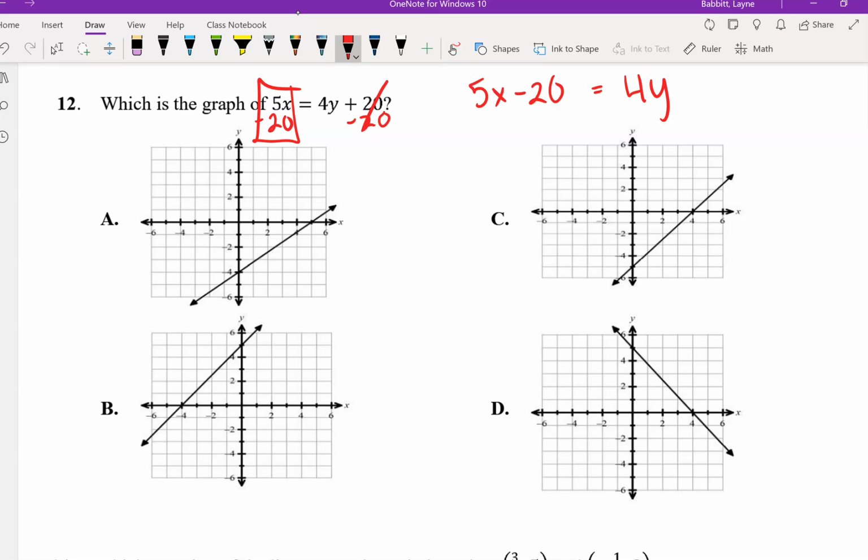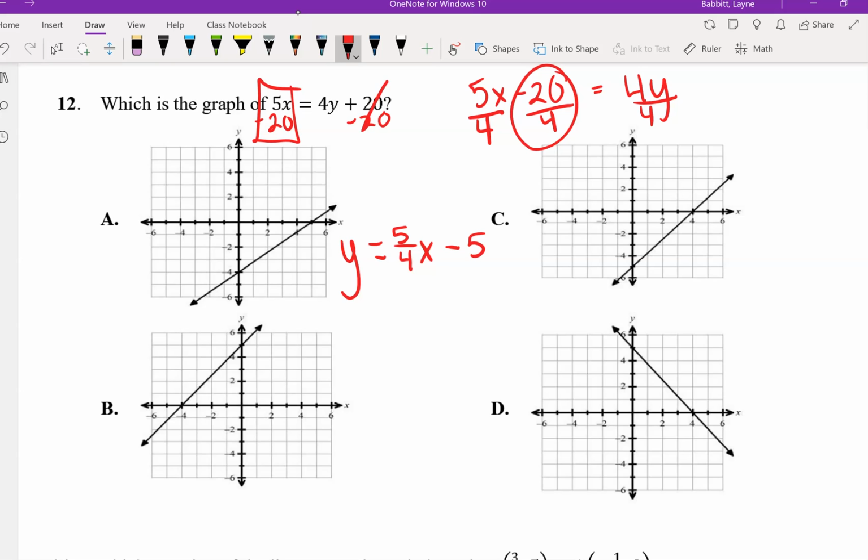And then the final step is to divide everything by 4, and then y will be by itself. So every single thing gets divided. So we'll end up with 5/4 x, and then minus 20 divided by 4 is going to be 5, equals y. I usually like the y to be on the other side though, so I'm just going to move it to the other side. Or basically, I'm just flipping around the whole equation.